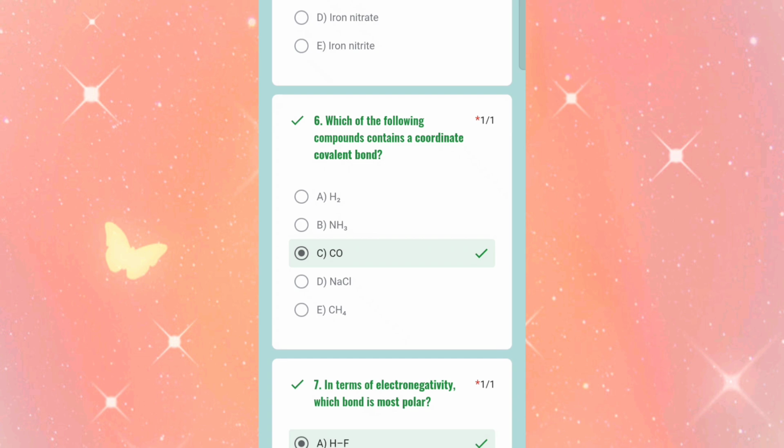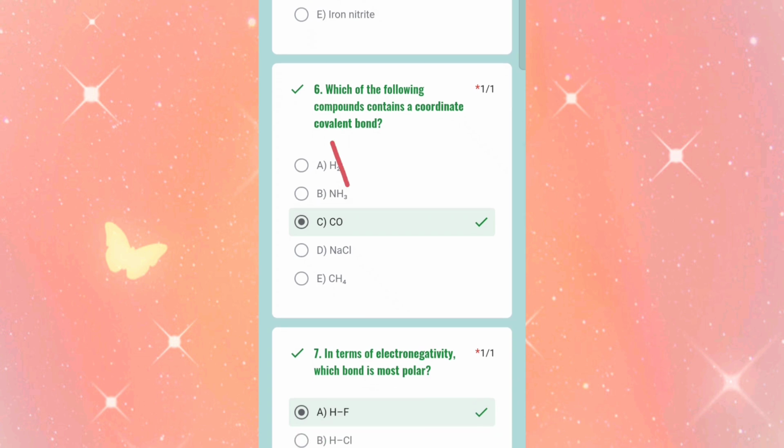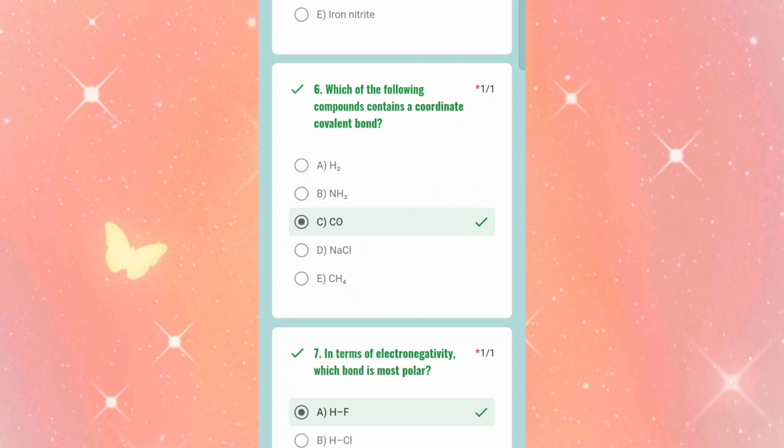Which of the following compounds contains a coordinate covalent bond? H2 forms a covalent bond, NH3 also forms a covalent bond, CO has a coordinate covalent bond. It will be written like this, yeah, this O. Okay, C is our answer. NaCl doesn't have a coordinate covalent bond. CH4 also doesn't have a coordinate covalent bond, so the correct answer will be C. CO has a coordinate covalent bond.